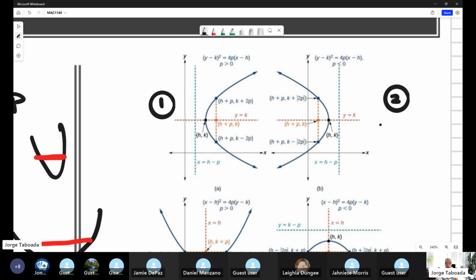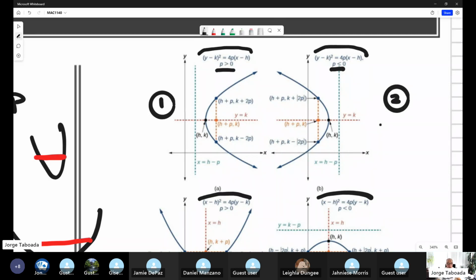And the formula is the same. Look at that. It's the same formula. But what is the difference? The difference is the value of P. When it's positive, the parabola opens to the right. And when it's negative, the parabola opens to the left. How do you differentiate vertical and horizontal?